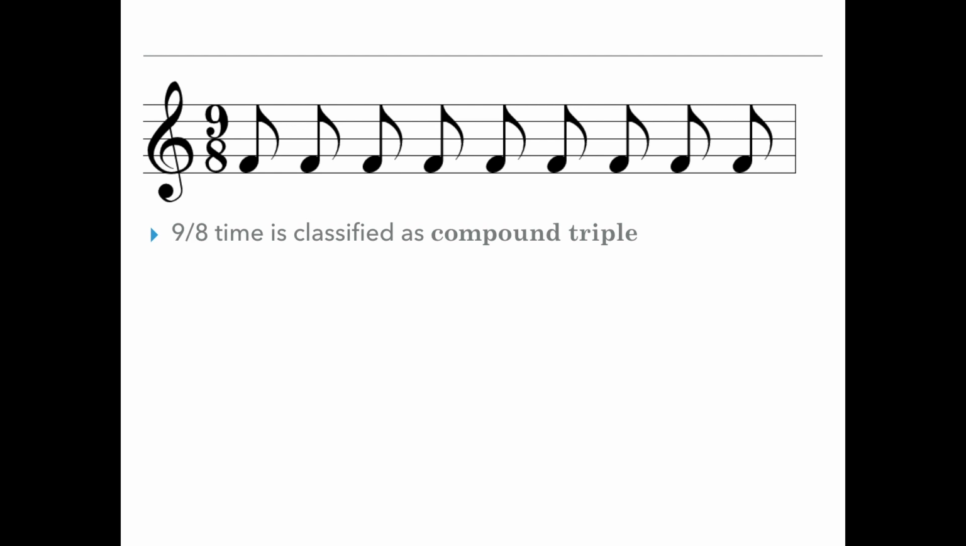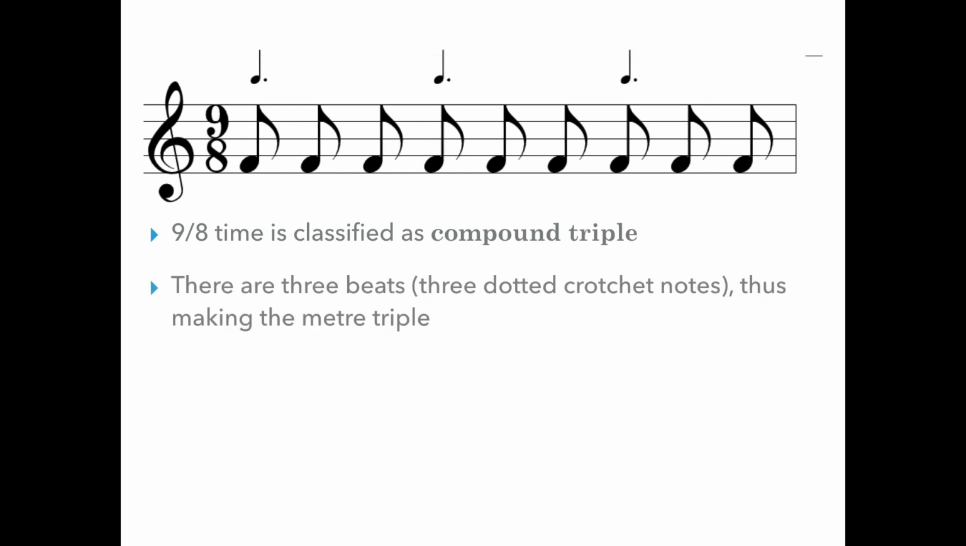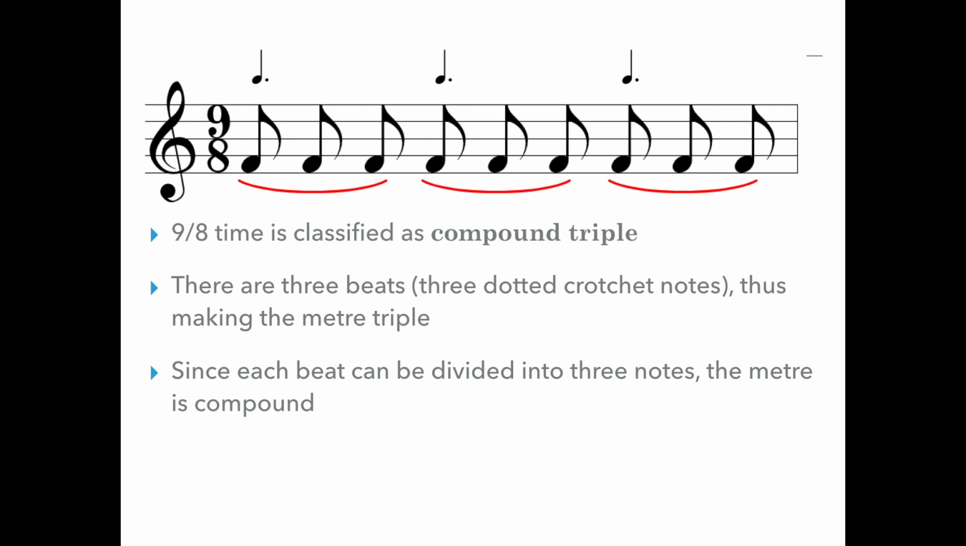Then we've got 9/8. So this is compound triple. We're going to do exactly the same thing. We're going to subdivide in groups of 3 quavers. So you can see that each group of 3 quavers, each beat is now a dotted crotchet, just like in 6/8 was 2 dotted crotchets. This is 3 dotted crotchets. So it's a 1 and 2 and 3 and, or 1, 2, 3, 4, 5, 6, 7, 8, 9. Okay?